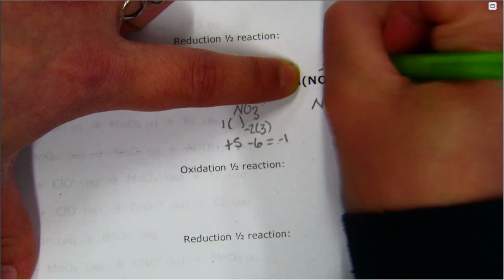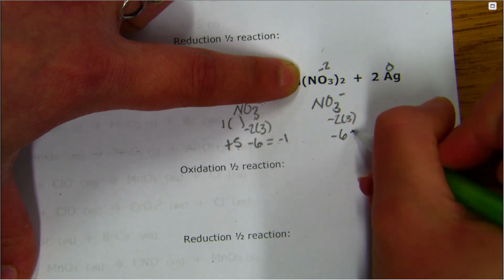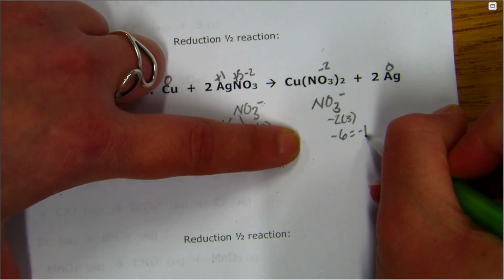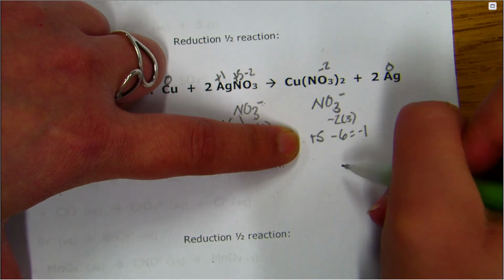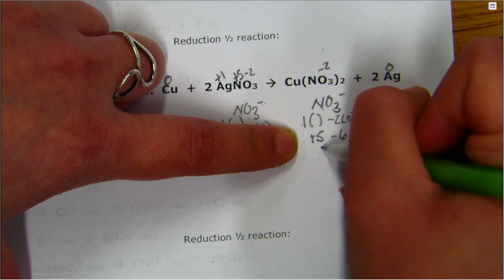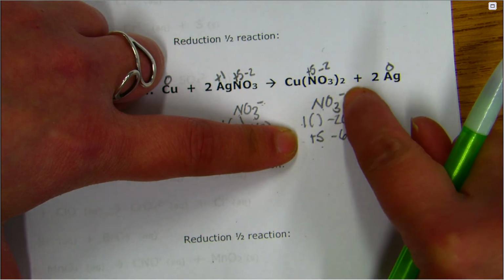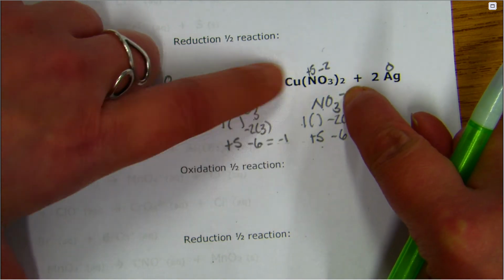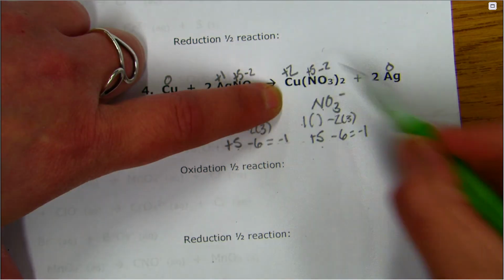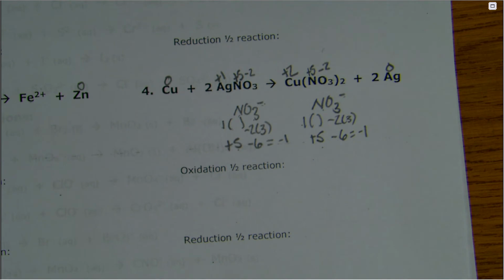Oxygen is a -2. There are 3 oxygens for an overall -6. This is an ion at a -1 charge, so my oxidation numbers need to add up to a -1. So nitrogen still has to be a 5. I have 1 nitrogen, so what times 1 is 5, and that is a 5. Now I have 2 nitrates, so I have a -2 overall. So if copper, to make this a neutral compound, has to be a +2, because a +2 and an overall -2 make me neutral. So here are my oxidation numbers.